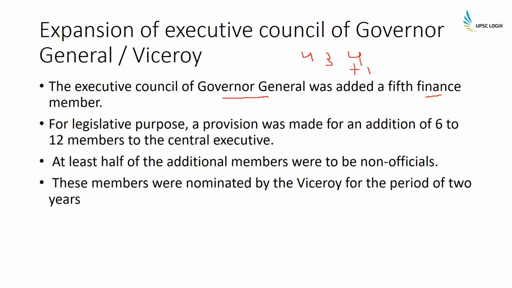Then for legislative purposes, a provision was made for the addition of 6 to 12 members to the central executive, and at least half of these additional members were to be non-officials. These members were nominated by the Viceroy for a period of 2 years, so this was a special power of the Viceroy. He appointed three princes, basically the Raja of Banaras, Scindia, and the Maharaja of Patiala, as these non-official members to the Executive Council.